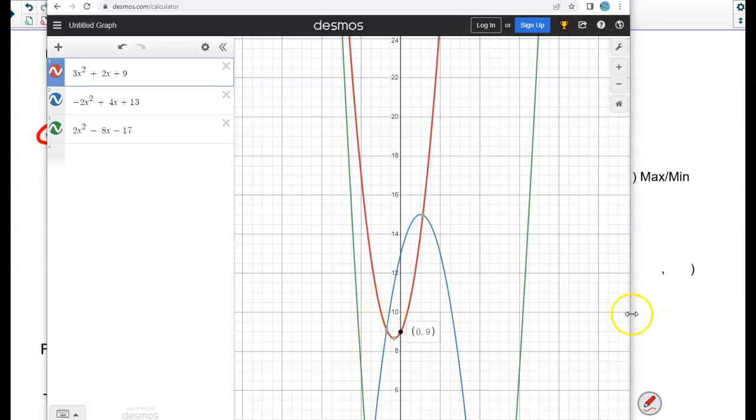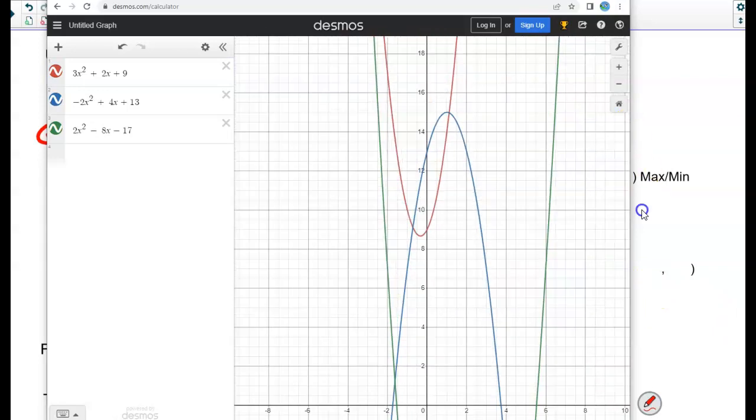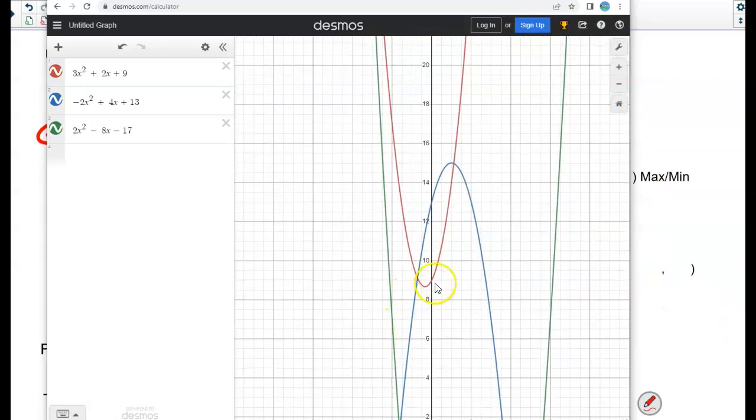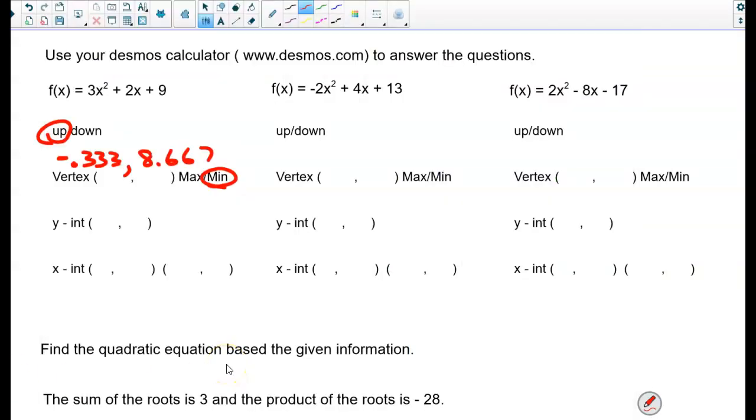And you'll notice on this graph that it does not intersect the x-axis. So while my y-intercept is 0.9, okay, I can plug that in, my intercepts there are none. So I would say no real x-intercepts. And you just write it below that. Okay.